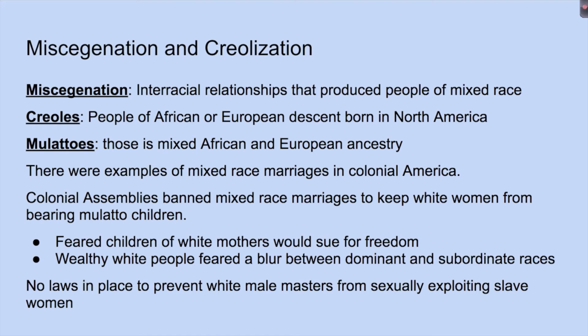Now, there was no law in place to prevent white male masters from sexually exploiting slave women. So if a slave woman had a child that was a mulatto or mixed race, there wasn't a way to really prove who the father was. So that didn't end up being as much of an issue than if, say, a white woman had a child from an interracial marriage. So this class division evolves over time where, in the early 1600s, you might have seen mixed race marriages, but they will end up being outlawed.